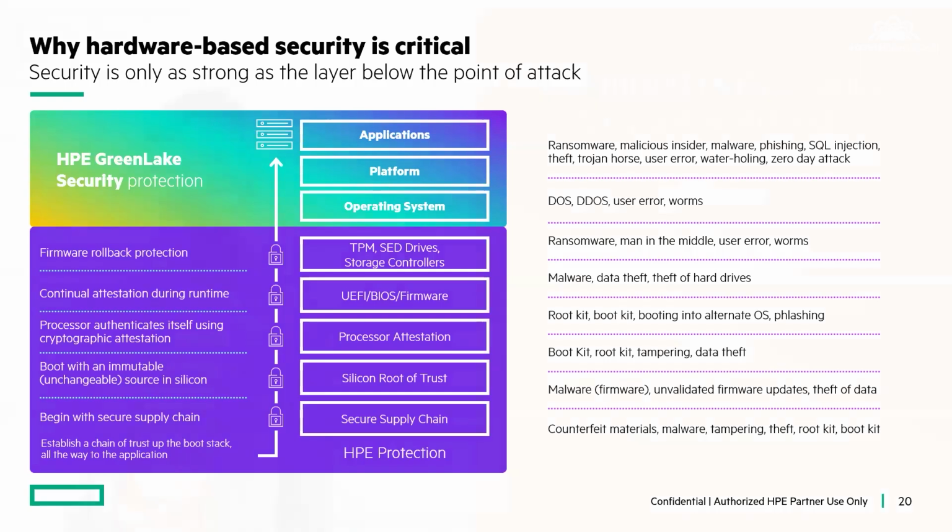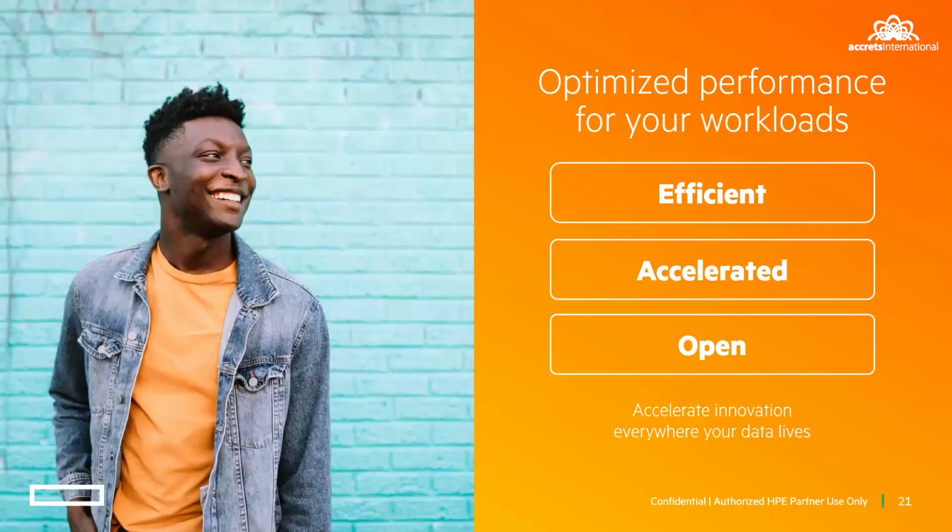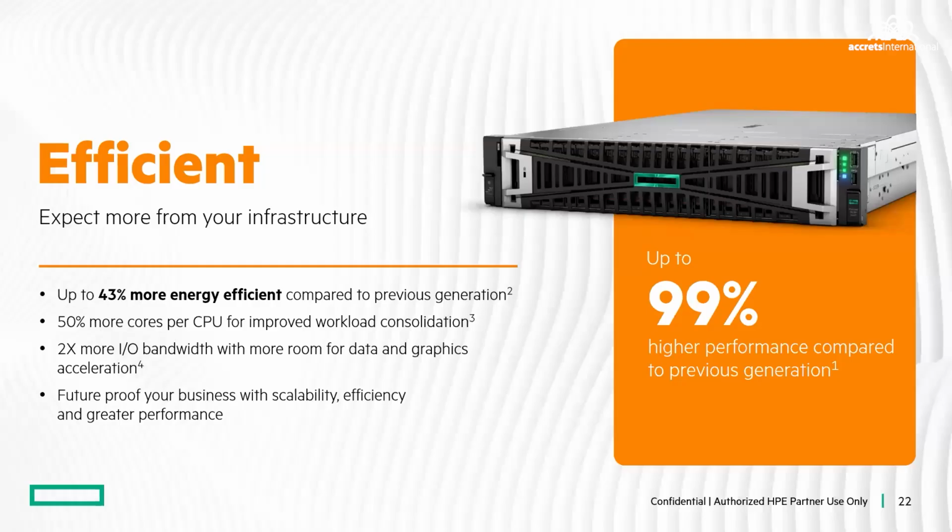Okay, next, I will talk about the last pillar, optimize performance for your workload: efficiency, accelerated, and open. Efficiency, we're talking about more than 43% more energy efficient compared to our previous generation. In today's market, energy is very expensive, so we try to innovate a server that uses the energy more efficiently for the new server workload.